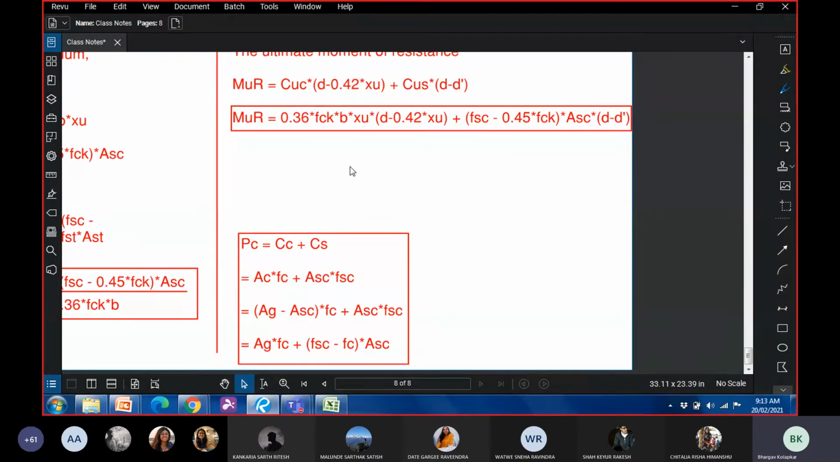Any questions? Any part of it you do not understand? Ishan, do you have any questions? Okay, perfect. So we'll just quickly solve a couple of problems and we'll get on with our next topic.